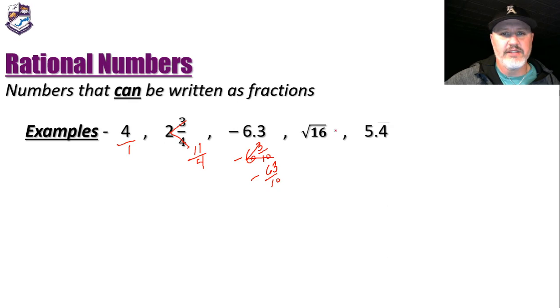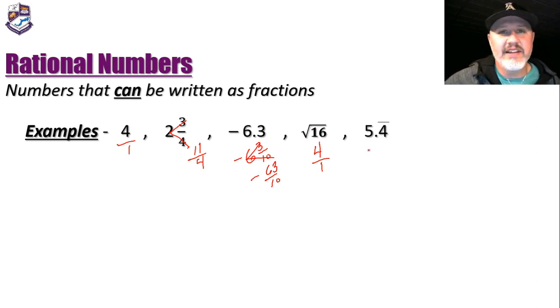This guy, your new one, right? The square root of 16. What times itself is 16? It is 4, and 4 can be written as a fraction. I just put it over 1. So any perfect square is a rational number. How about this guy, 5.4 with the repeating over the 4? You might have been taught that, you learned it from me, right?